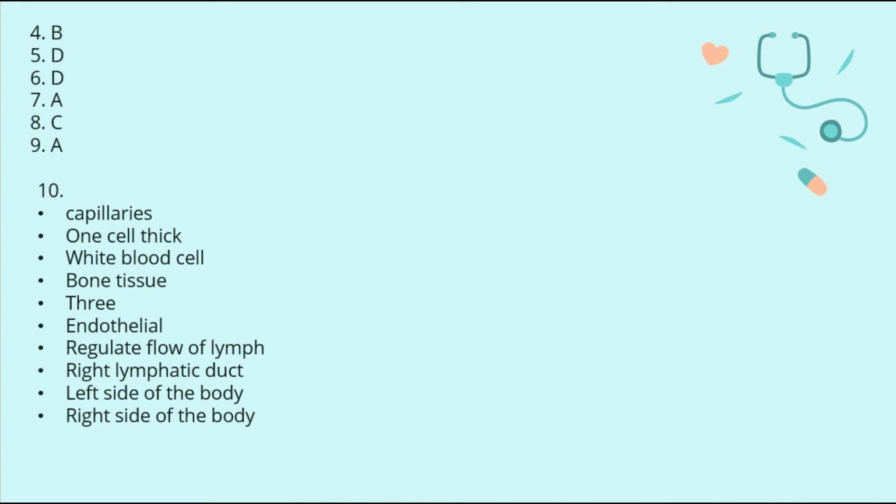Number 7. Which of the following does not contribute to lymph flow? Our answer is contraction of adjacent skeletal muscles. 8. The thoracic duct empties lymph into the... Our answer is the left subclavian vein. 9. Which of the following lacks a network of lymphatic vessels? Our answer is brain and cornea.